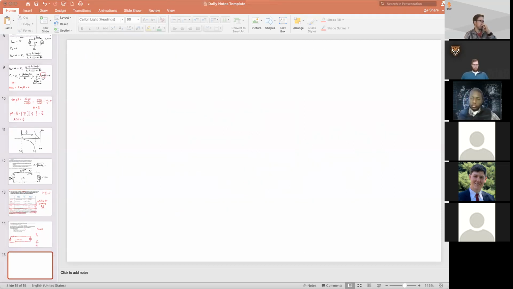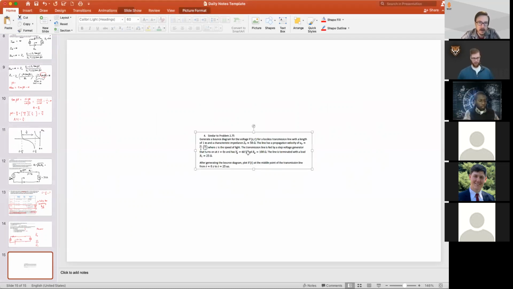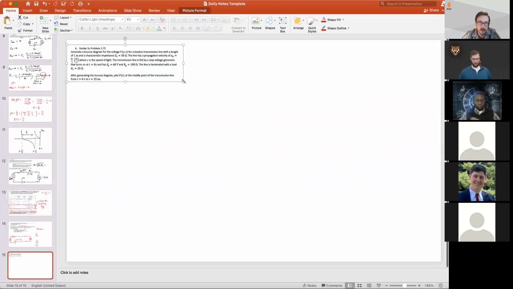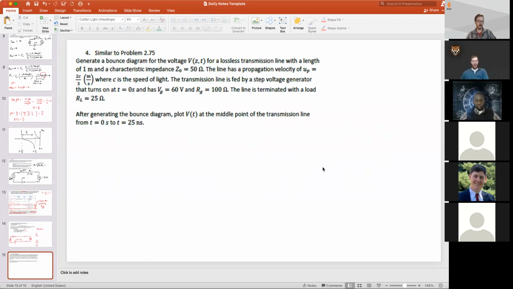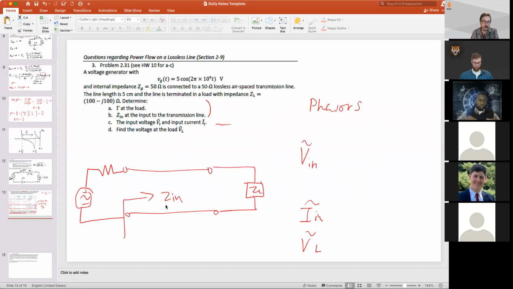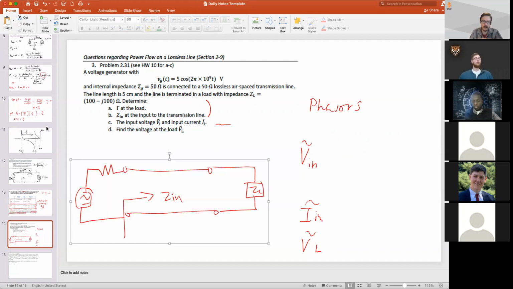All right, and then these last problems are about transients. So if you have watched the videos, what you should get from them is that sometimes we have a transmission line like this, and we turn it on.